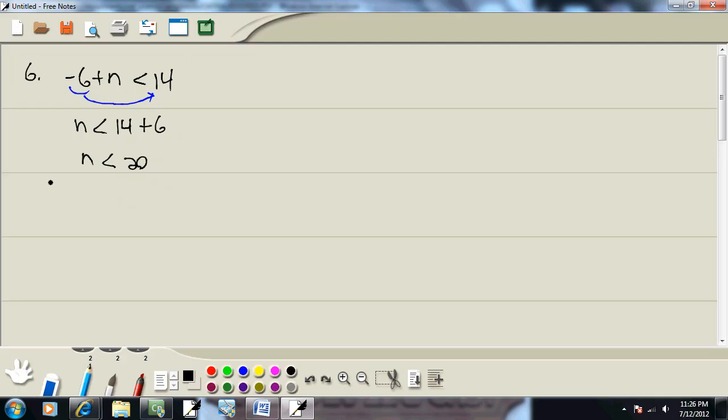Looks like set builder. Now how you do set builder is you put curly brackets around it, like that. This remains exactly as is, but then you put an n and then a vertical bar. Now how you read this is the little curly brackets refers to a set. So this is a set of all values n, such that, that's what the vertical line reads, such that n is less than 20.